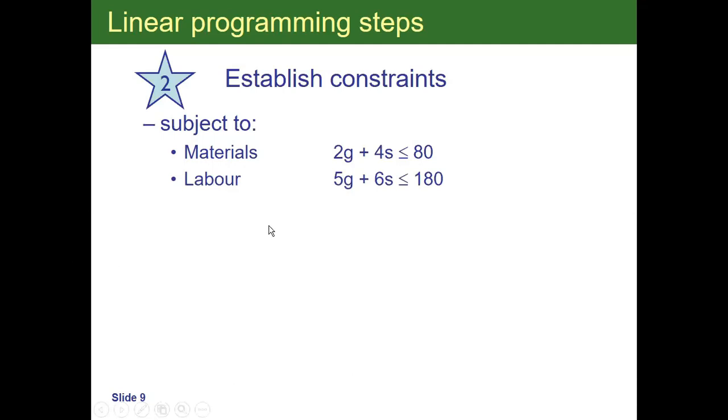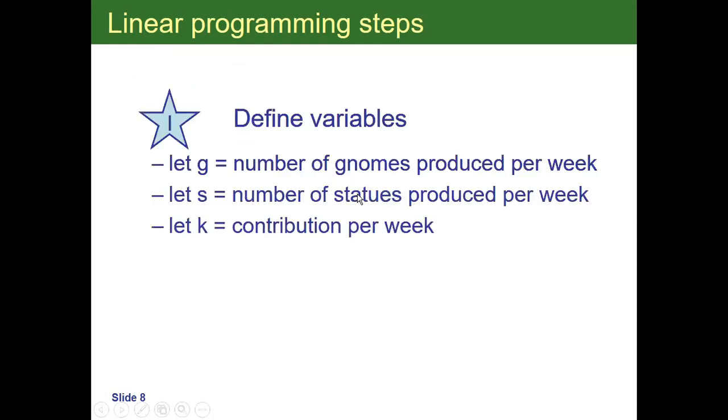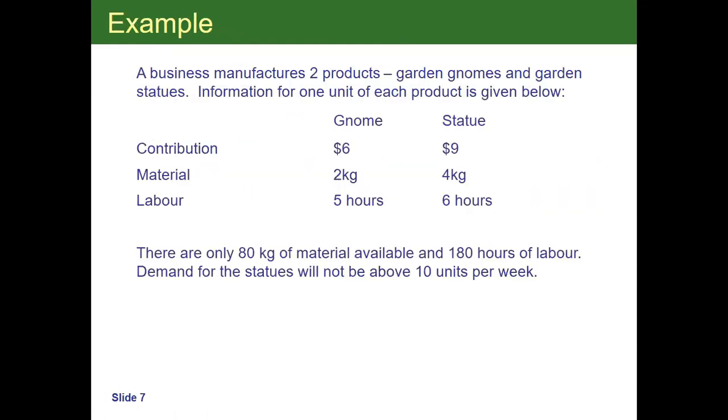Then you make second constraint, 5G plus 6S is less than equal to 180, which means 5 hours of labor in every gnome and 6 hours of labor in every statue. And total number of labor hours are 180. I will show you again. I go back. This was our slide. If we go back, you had 5 hours here and 6 hours here. So 5 into G plus 6 into S, 2 into G plus 4 into S. So this is what you made your constraints.